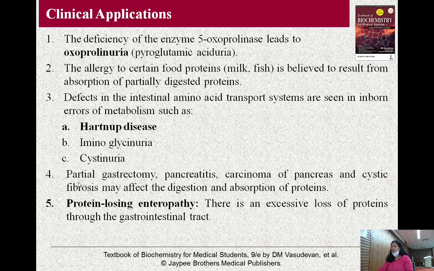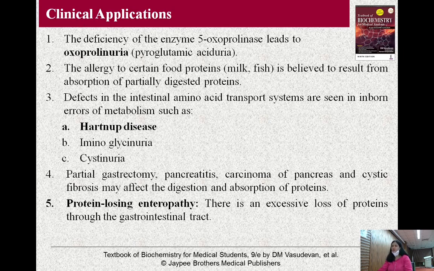Clear? Then there are conditions which can affect the digestion and absorption of protein. I have already told, one is protein losing enteropathy, which can occur in viral infections like HIV or in bacterial infections. Okay, and sometimes in case of partial gastrectomy, then pancreatitis, carcinoma of the pancreas, and cystic fibrosis, these conditions may affect the digestion and absorption of proteins. Clear? So these are some of the clinical applications of digestion and absorption of protein.